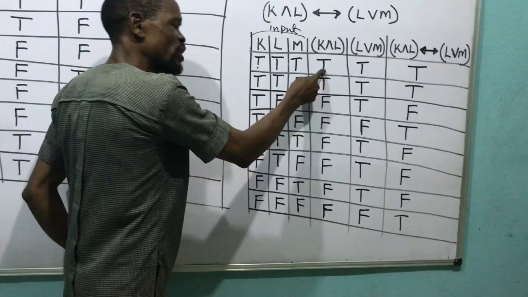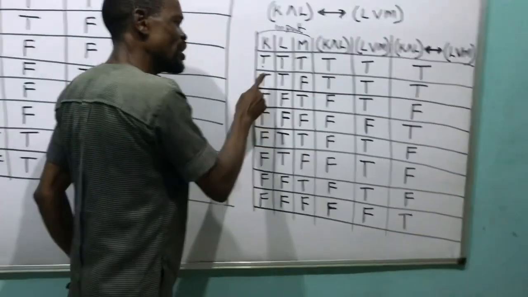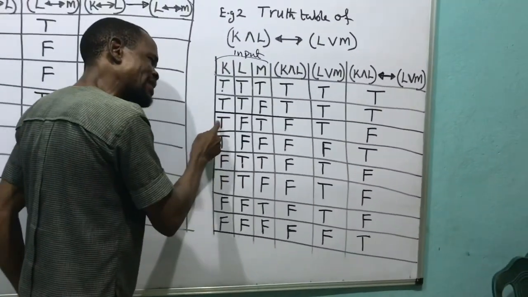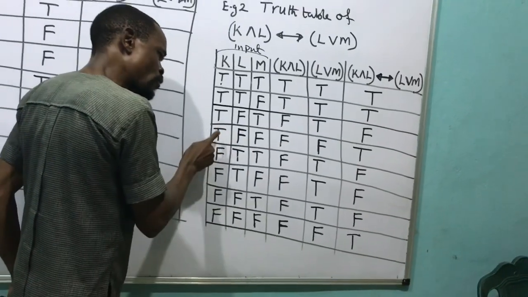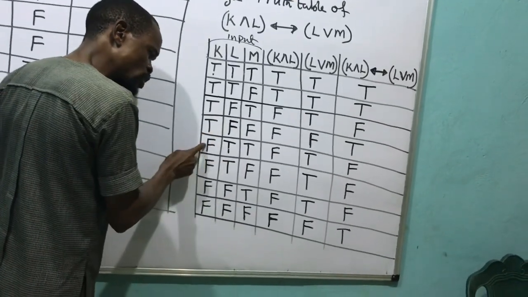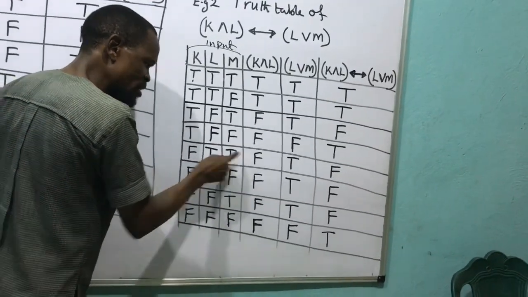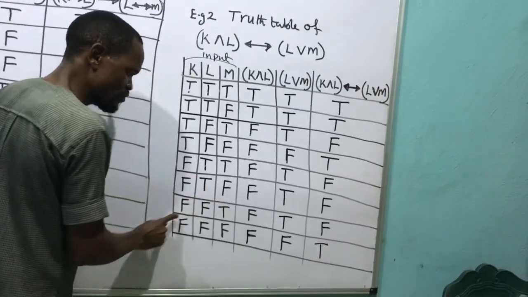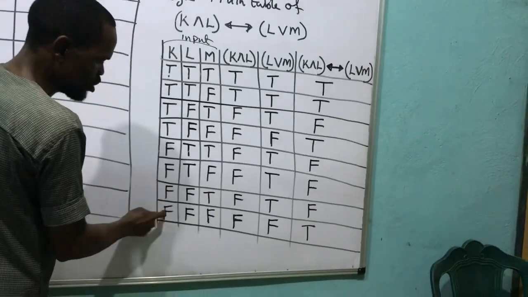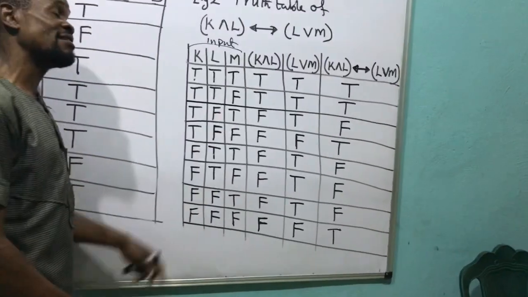Multiply T to T will give me T. That's 1 times 1, T. 1 times 0 will give me 0. 0 times 1 will give me 0. 0 times 0 will give me 0. That's what it's saying here.